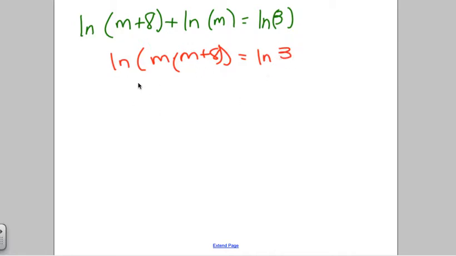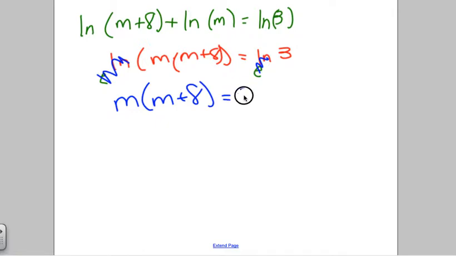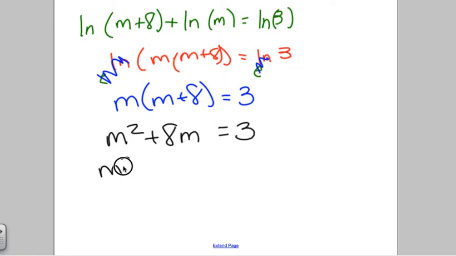So now what I have here is a single log term on each side, so I'm going to raise them as powers of the bases. So the e to the log will cancel, and I'm left with m times m plus 8 equals 3. So now I'm just going to distribute: m squared plus 8m equals 3. Move the 3 over.